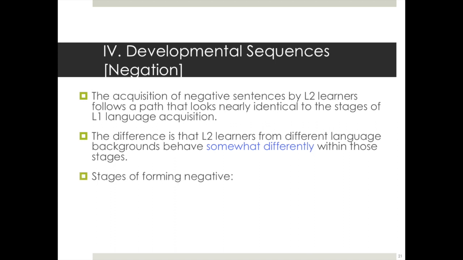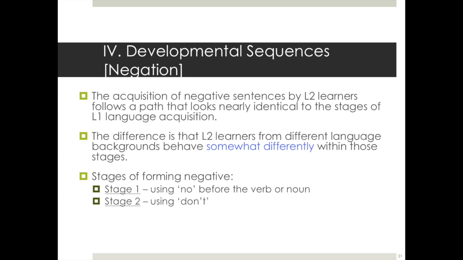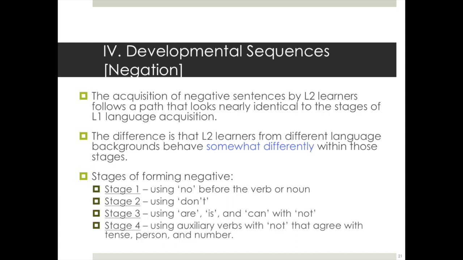So we have the following stages in forming negatives. The first stage is by using no before the verb or noun. It's pretty simple. In the second stage, there is the emergence of don't, followed by the use of are, is, and can in combination with not. And finally, in stage 4, we have a more complex use of negatives with auxiliary verbs with not that agree with tense, person, and number.